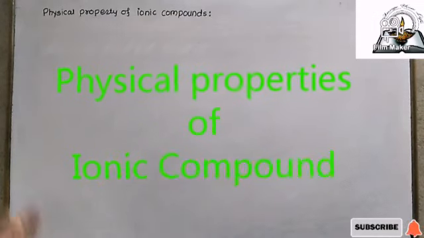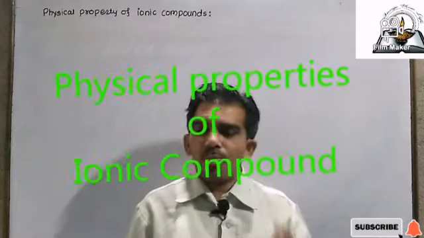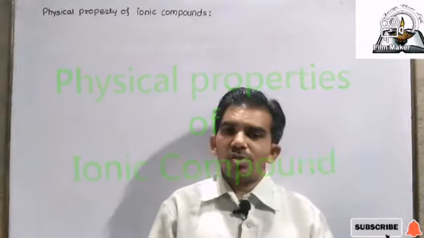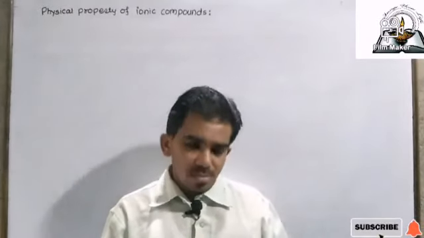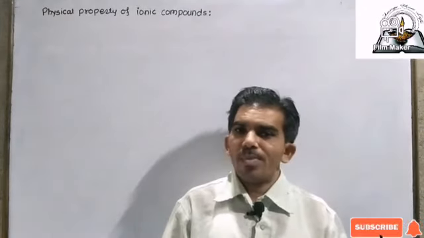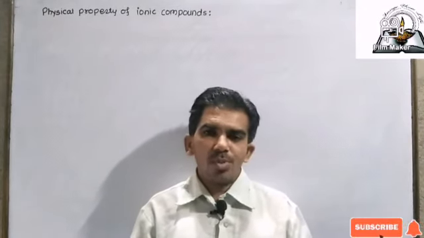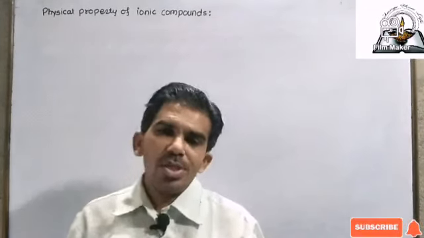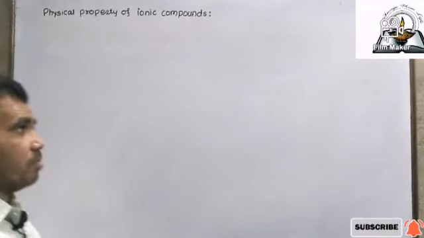Next one we have to see, that is the physical properties of ionic compound. First of all we have seen what is meant by ionic compound. Next, how it is formed and the structure of ionic compound. Next topic, that is the physical properties of ionic compound.